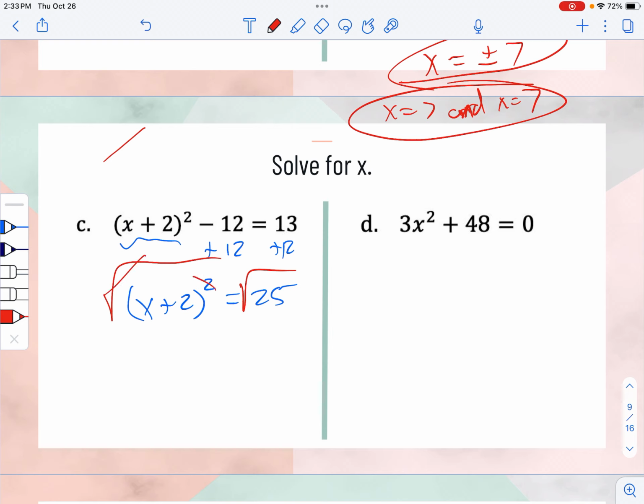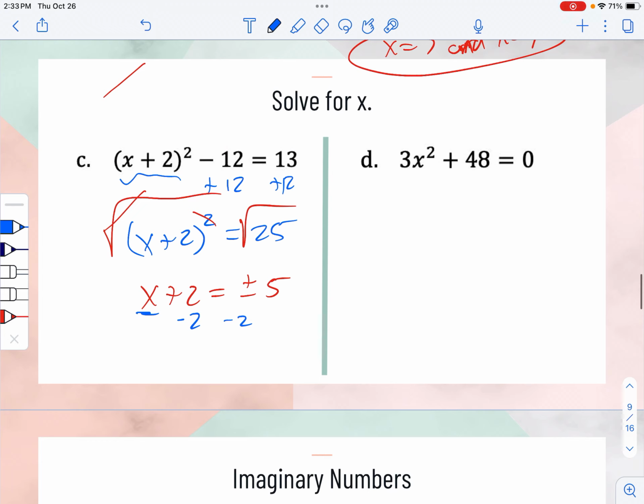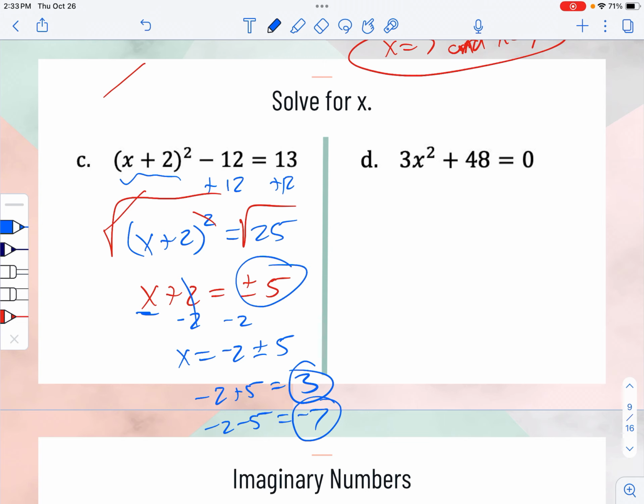When I do that, the square root cancels out the square, and I'm left with x plus 2 equals, it's still plus or minus 5. So I'm not done solving for x now. Now I got to get x by itself, so I'm going to subtract 2 from both sides. I always do the plus or minus second. This cancels out. X equals negative 2 plus or minus 5. Well, negative 2 plus 5 is 3, so that's one answer. Negative 2 minus 5 equals negative 7. That's my second answer. That's what you would do with this problem if you get a perfect square here.